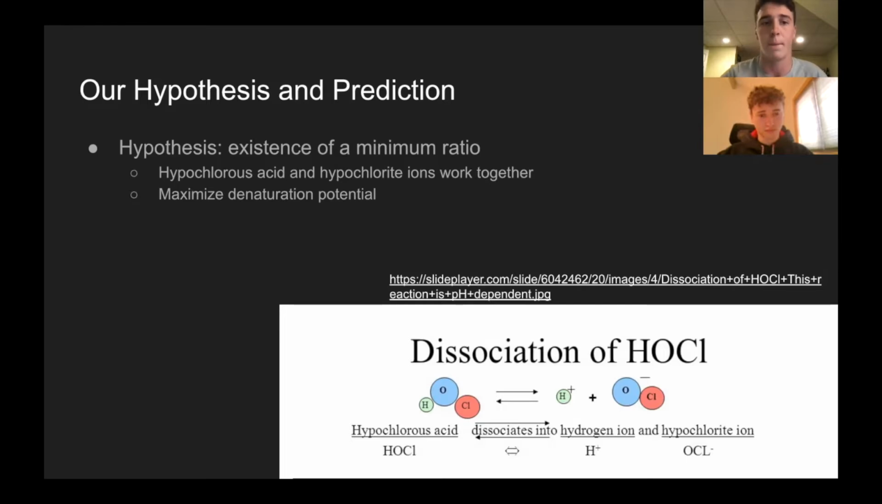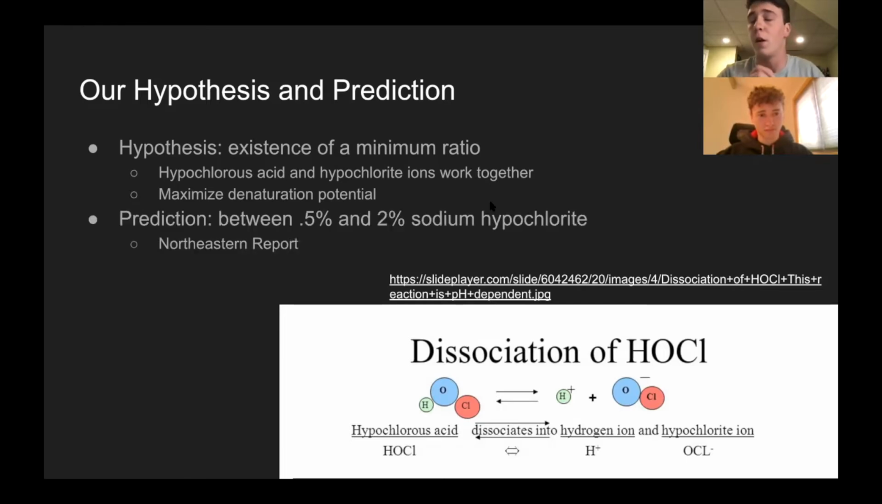Denaturation is the process of destroying a substance's characteristic properties, and in this case, it effectively means killing the E. coli. Based on information presented in Northeastern University's Environmental Health and Safety Report on commercial bleach, we predicted that the minimum sodium hypochlorite concentration would exist somewhere between 0.5 and 2% sodium hypochlorite.